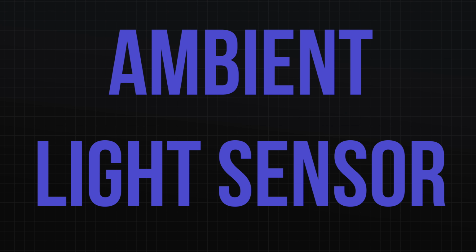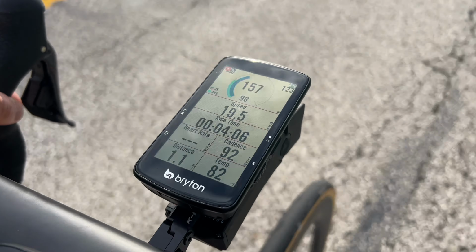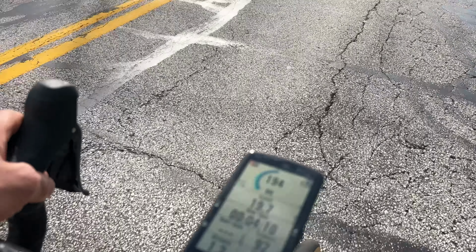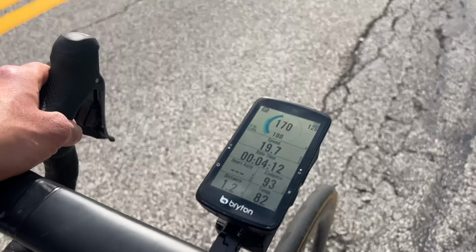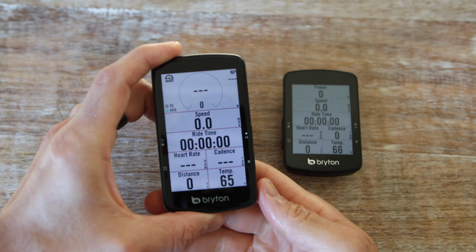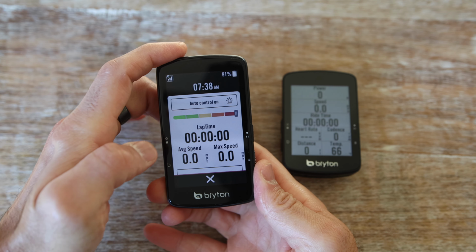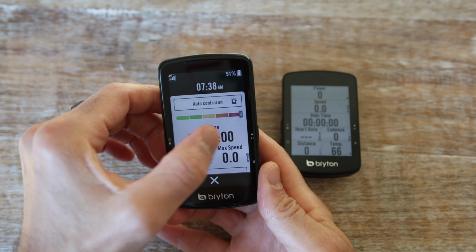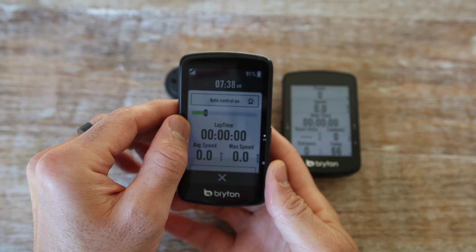And speaking of screen brightness, both devices come with an ambient light sensor, which means they can automatically adjust screen brightness based on your environment. So whether you are riding in full sun or shaded trails, the screen stays readable without having to mess with the settings. But the S810 takes it a step further with more controls over that automatic brightness. From any page, just tap the screen to bring up the quick access menu, and you'll see a slider that lets you fine-tune how bright the auto settings should be.